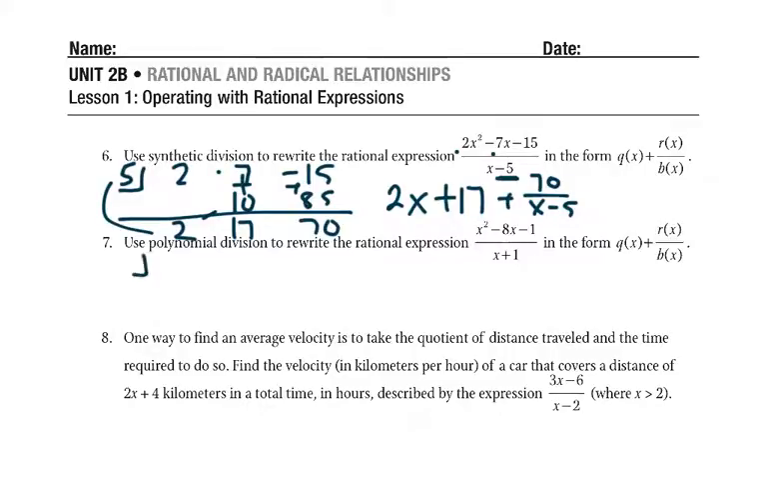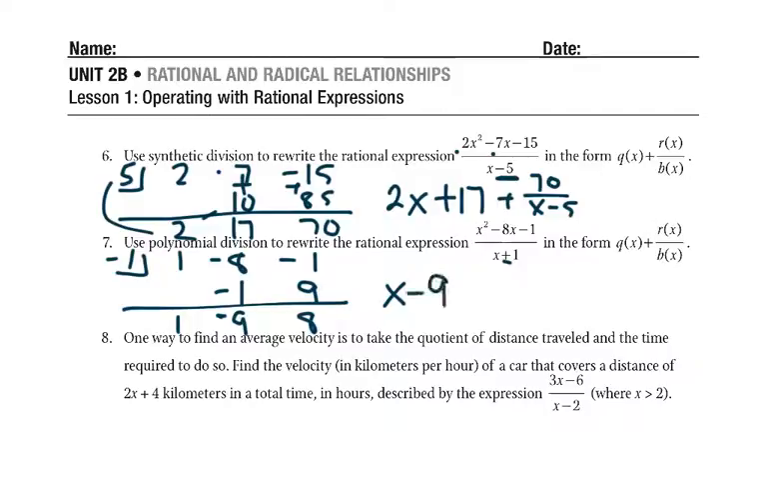Second one, same idea. It's plus 1, so we go negative 1: 1, negative 8, negative 1. Bring down the 1, times negative 1, add, negative 9, positive 9, add, positive 8. Now remember, if the remainder is 0, we know it's a factor, and we like that. So then I go x minus 9 plus 8 over x plus 1.